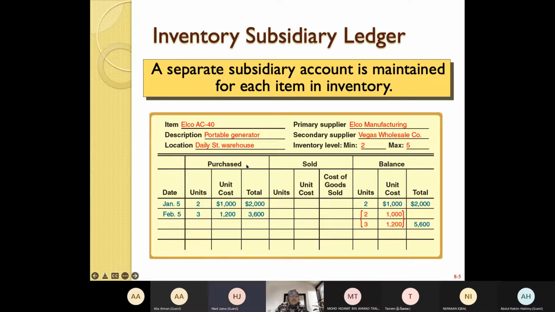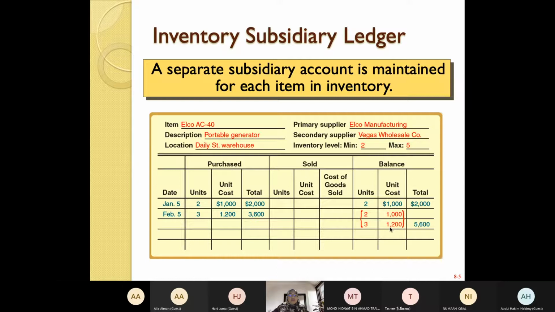So be careful with your balance here, you have 3 columns. Question: why under the total balance did they not put 3,600 as on the 5th of January? Why don't they do the same for the 5th of February under the total balance? Because on the 5th of February, you already have 2 types of inventory: 2 units that cost you 1,000 and 3 units that cost you 1,200 each. So you have to separate the units. Yeah, you have to separate them.